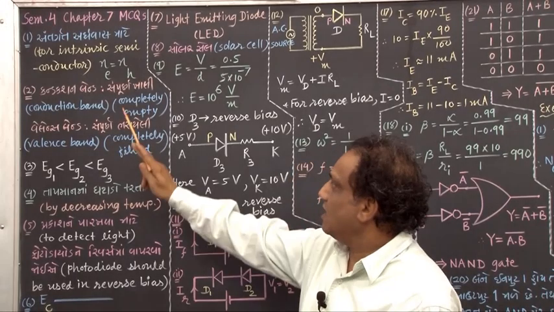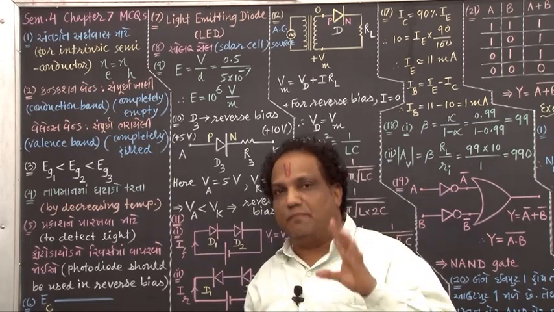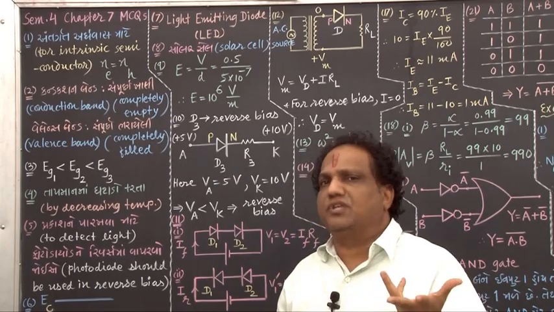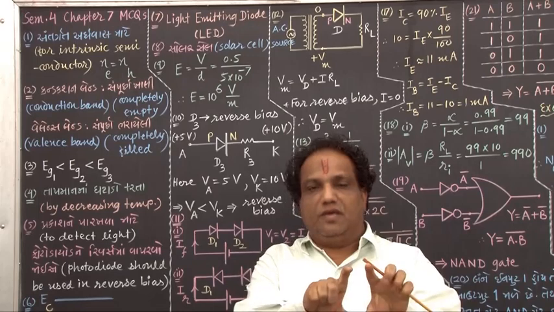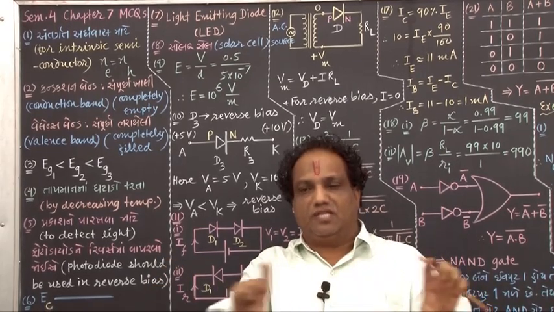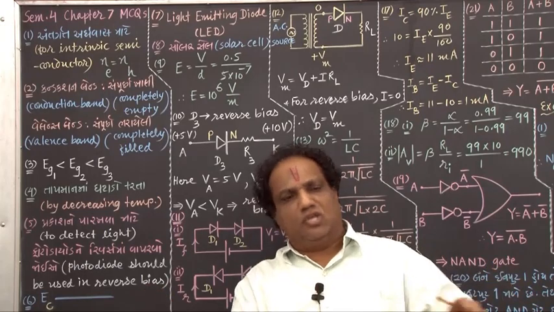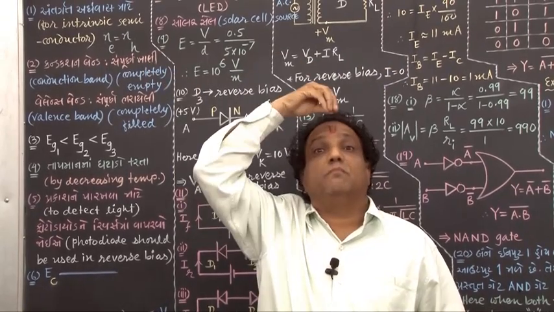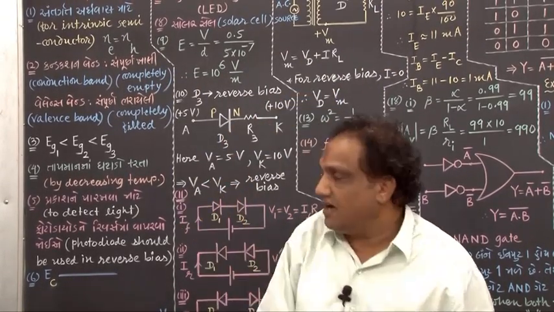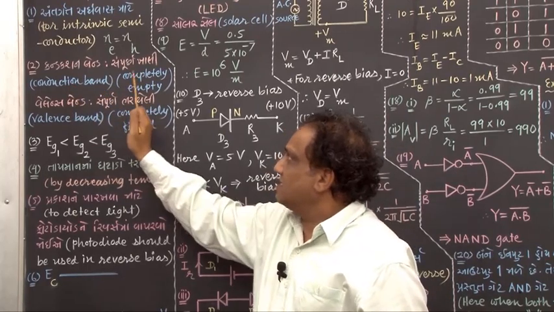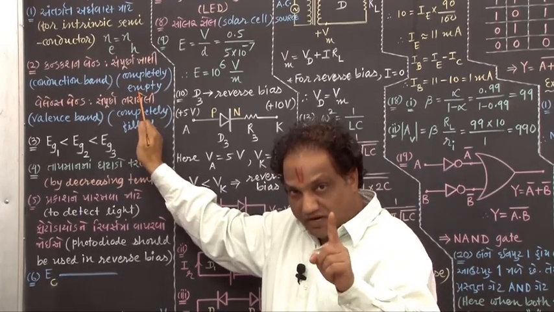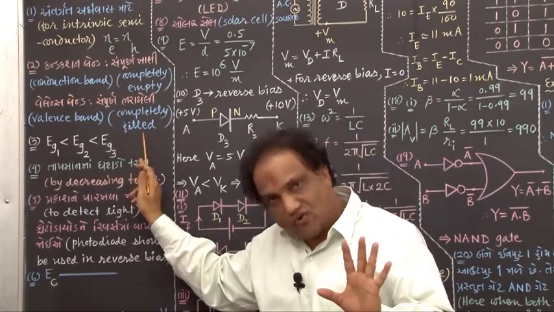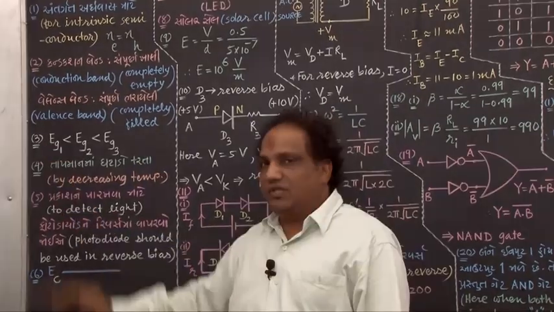Read it? Come on. At absolute zero temperature, that is at 0 Kelvin or minus 273 degrees centigrade, what happens? In the pure semiconductor, the valence band is completely filled and the conduction band is lying completely empty. So that's what I have written here. Conduction band is lying completely empty at 0 Kelvin temperature, that is called absolute zero temperature, and valence band is completely filled. Okay. Come on, read number 3 now.